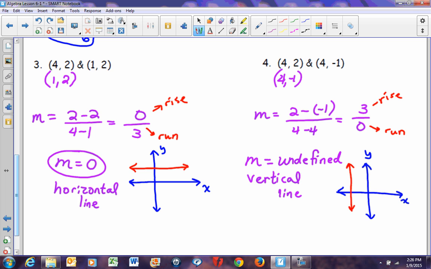Okay. So here we have slope. We've determined how to find the slope from a table of values, find a slope from a graph, and find a slope from a set of points.